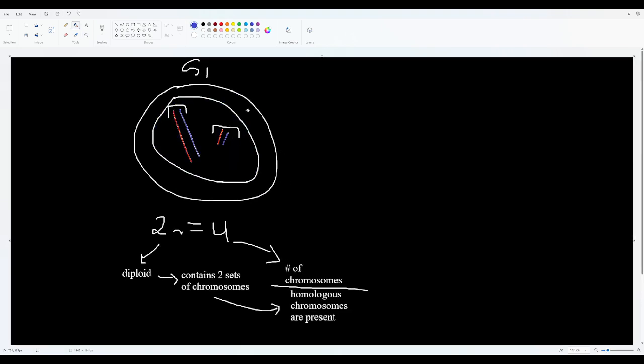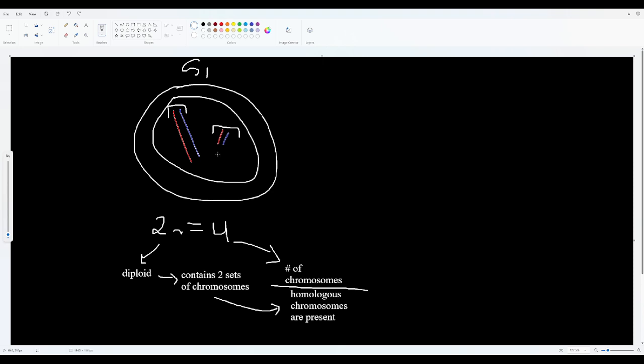So notice how some of them are red and some of them are blue, right? So you get red from mom, for example, and blue from dad. So look here, right? This is one pair, and this is another pair, right? So this set of chromosomes, the blue set, you get from your dad, and the red set you get from your mom, right?